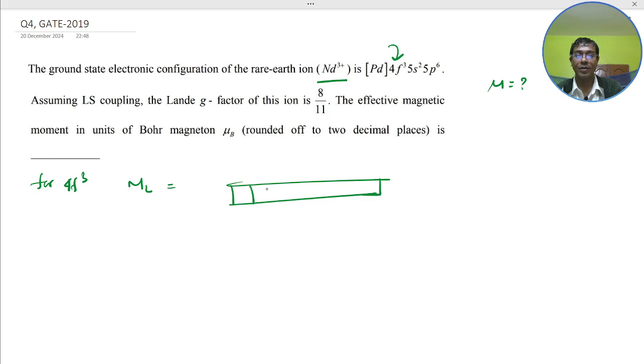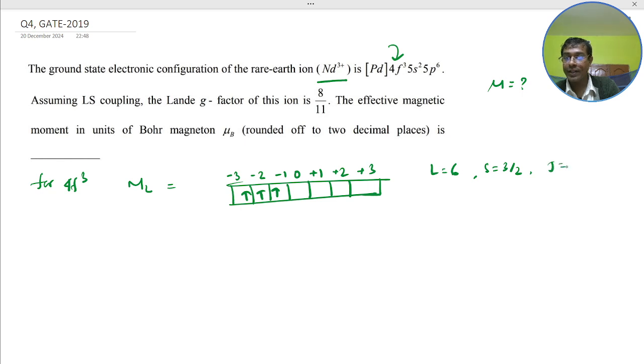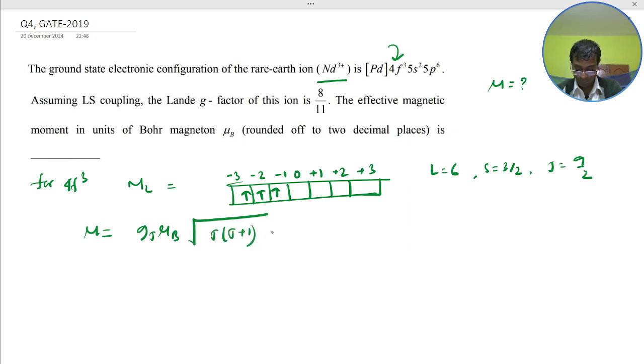This 1 2 3 4 5 6, 1 2 3 4 5 6 7, so this is -3 -2 -1 0 +1 +2 +3, this is filled. So here L is 6, S is 3 by 2 and J is 9 by 2. So we have the formula mu = g_J mu_B root over J into J plus 1.